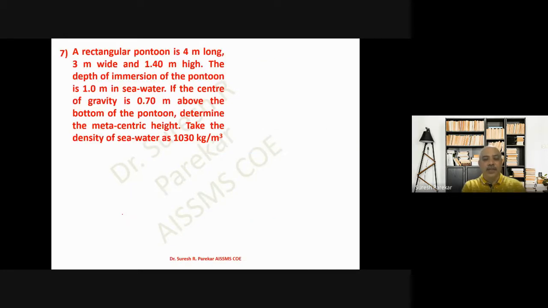So we have first, a rectangular pontoon that is 4 meter long, 3 meter wide, and 1.4 meter high. The depth of immersion... So these values you have to keep in mind. We have length as 4 meter, width as 3 meter, height 1.4 meter. As height is 1.4 meter, my CG will be 0.7 meter from bottom.